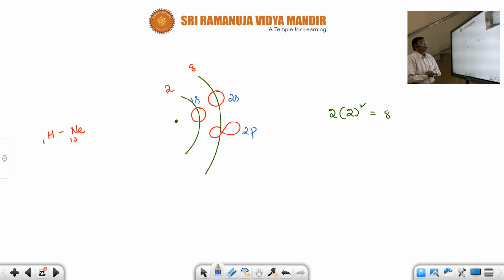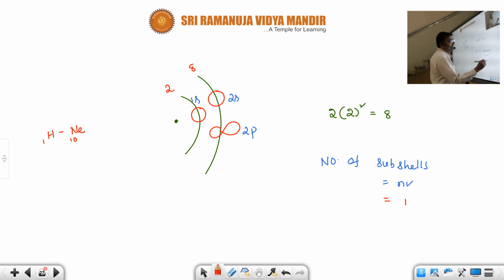Now I'll give another definition for you. Number of orbitals in a shell. Number of subshells, meaning orbitals. The formula is n square. So n square means, for the first shell, 1 square, that is 1. So only the 1s orbital is present. Now the second shell, 2 square, that is 4. Let us see how many are 4.